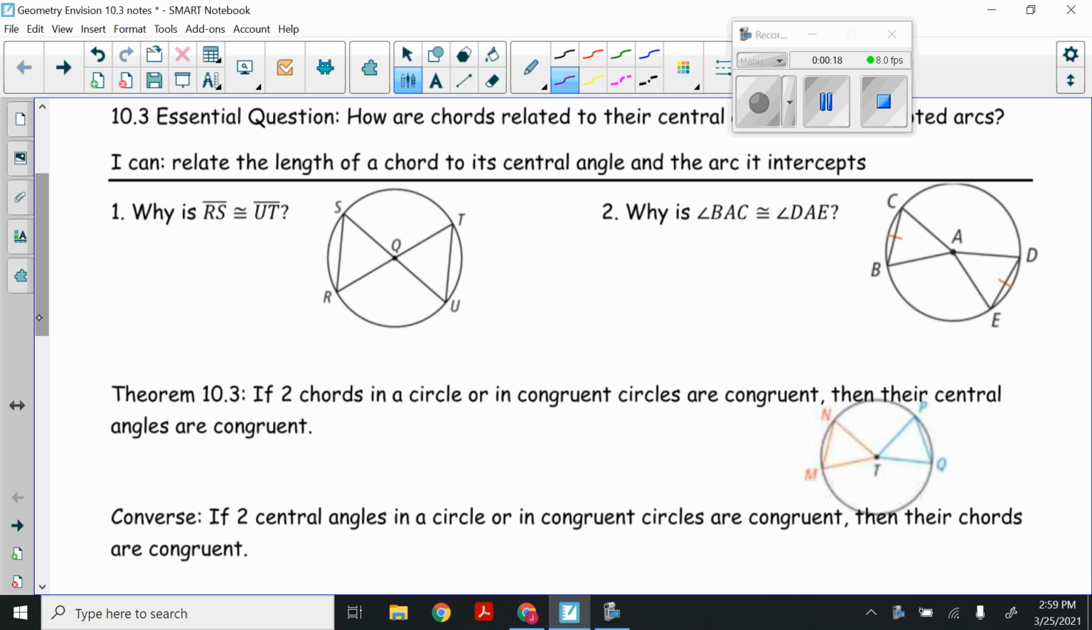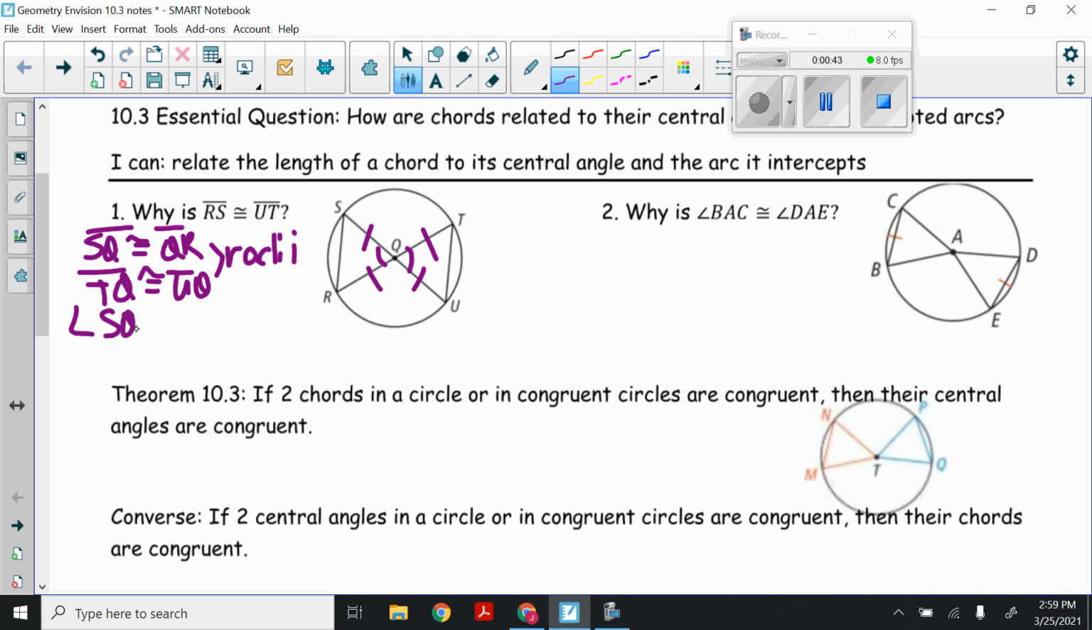So let's write down everything that we know. I know that SQ, QR, QT, and UQ are all congruent, right? So I could say that SQ is congruent to QR. I could say that TQ is congruent to UQ because they are all radii, right? I know that angle Q, right? So angle SQR is congruent to angle TQU because they are vertical angles.